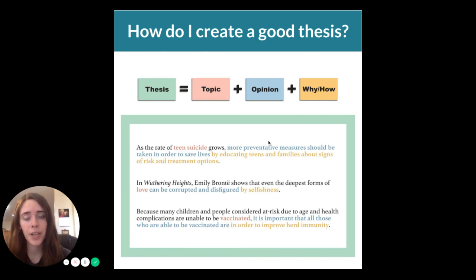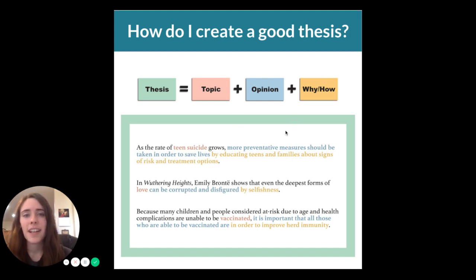I have a few examples here that I want to go over with you, so let's take the first one real slow and identify the different parts. As the rate of teen suicide, our topic, grows, more preventative measures should be taken in order to save lives. There's our opinion. By educating teens and families about signs of risk and treatment options. So, as you see, this thesis statement has all three elements that we need.